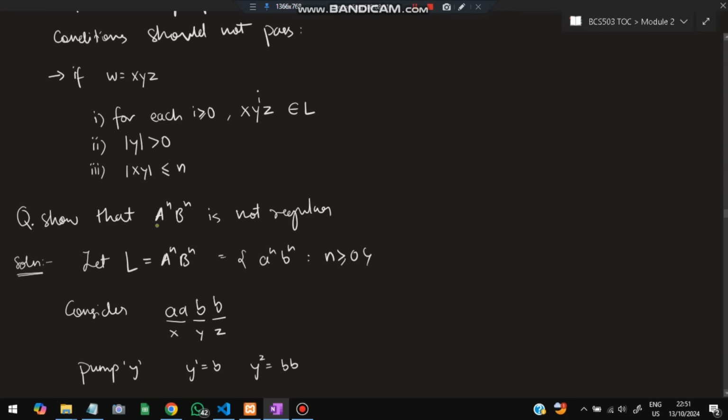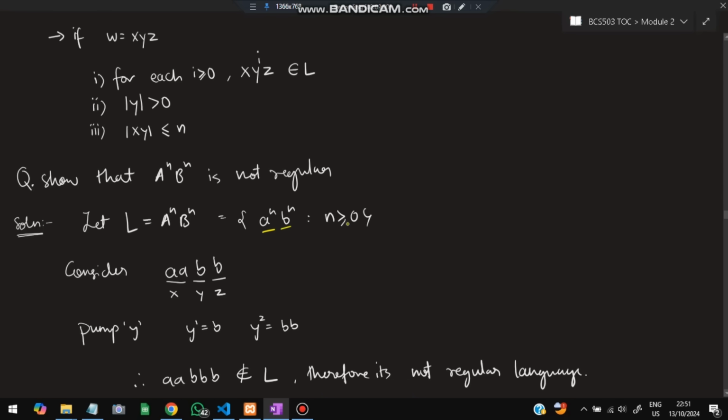Show that A power N, B power N is not regular. So let's take L equal to A power N, B power N, where N is greater than or equal to 0. Now, if I took the N value as 2, what will happen? Here I take N as 2 and split into X, Y, and Z. Now we have to pump Y. What is the meaning of pumping? Y power 1 is B only, Y power 2 is BB, Y power 3 is three Bs, like that. This is called pumping.